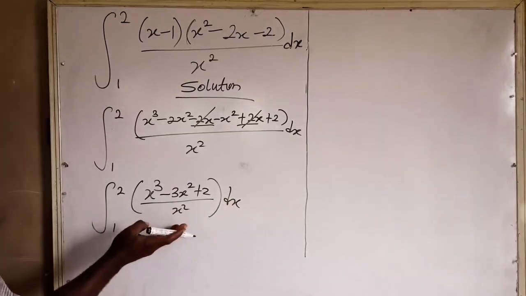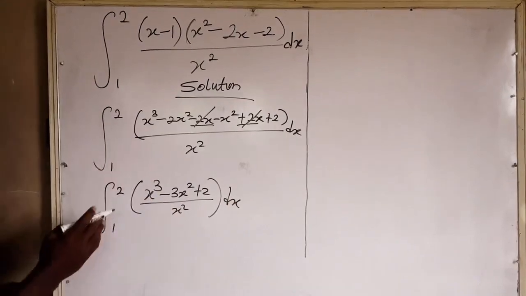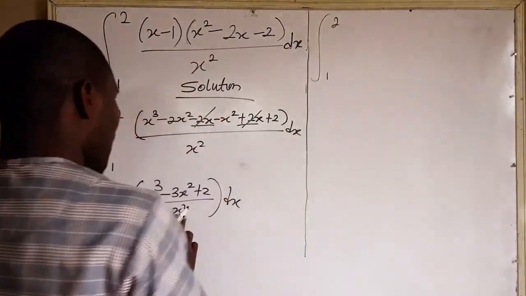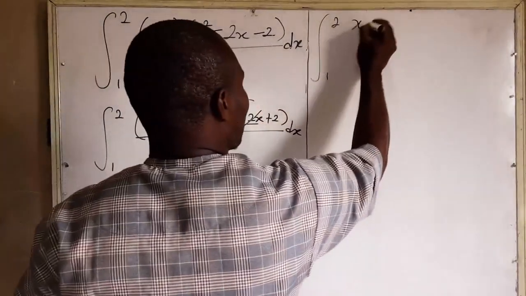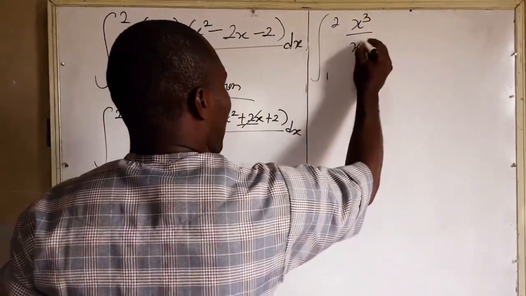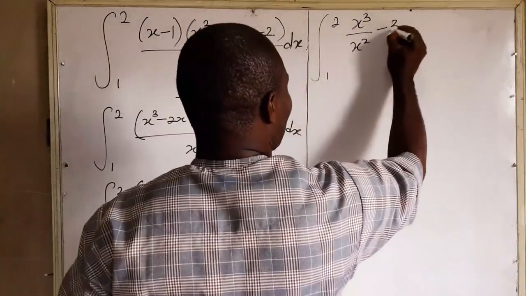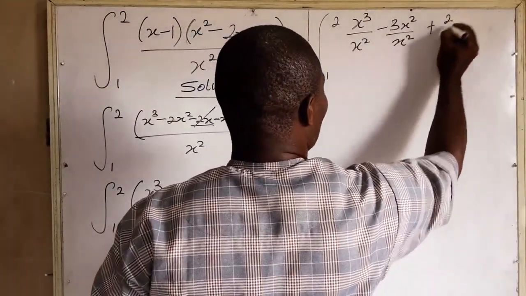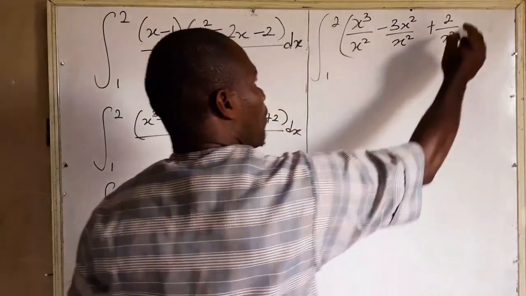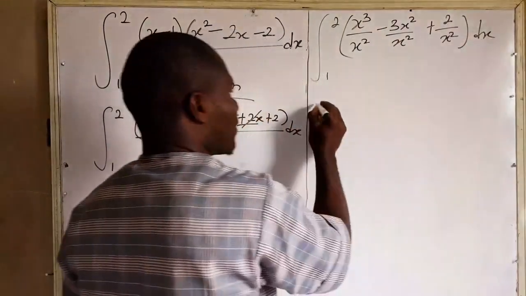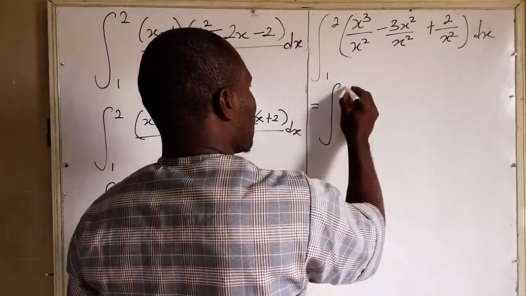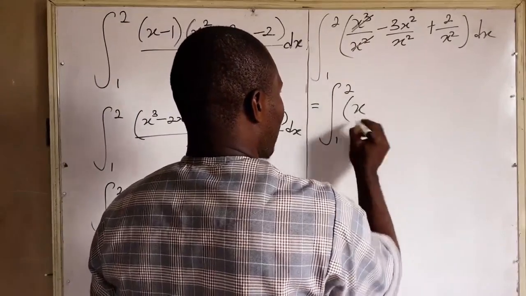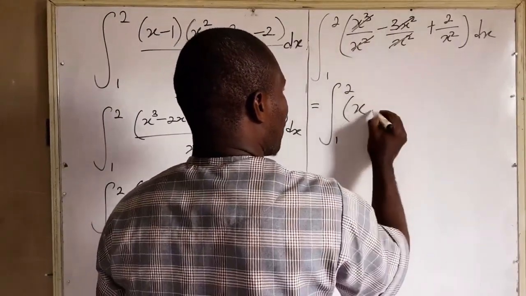Therefore, let's try to divide this. We have the integral with upper and lower limits 2 and 1. By the time we divide, rewrite it as x cubed over x squared minus 3x squared over x squared plus 2 over x squared, all dx, which will give you, from 1 to 2, x, since this cancels this, and minus 3, since this cancels this.